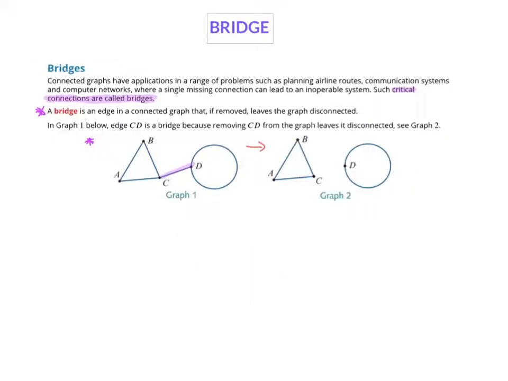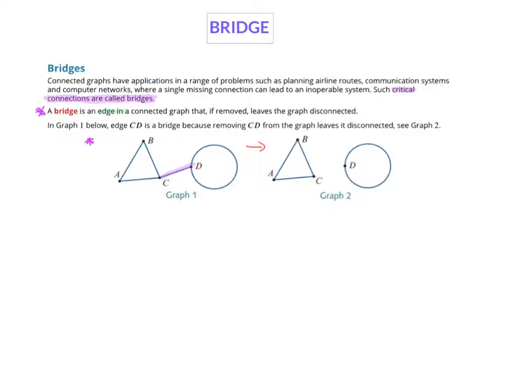All right, so now we're going to look at something called a bridge. Connected graphs can have applications in a range of problems such as planning, airline routes, communication systems, and computer networks, where a single connection can lead to an inoperable system. So when you have that single connection, that if it was gone, everything wouldn't work, that's called a critical connection, and they're called bridges in the network.